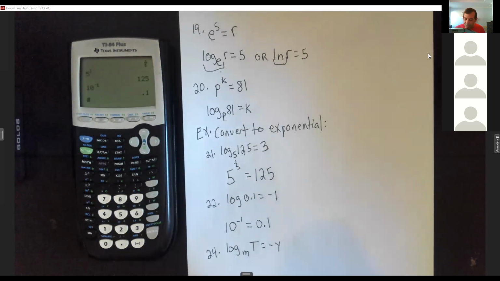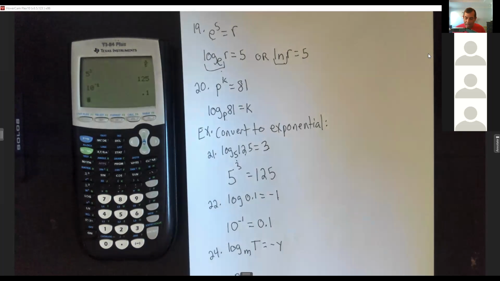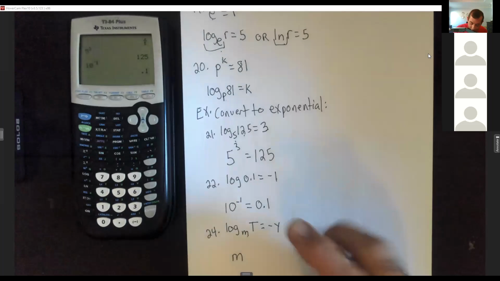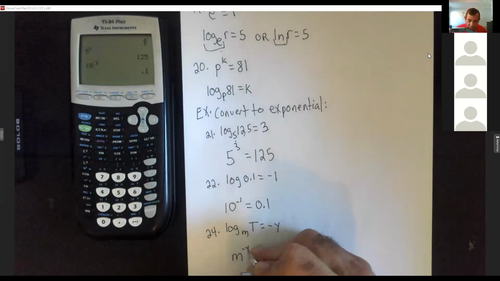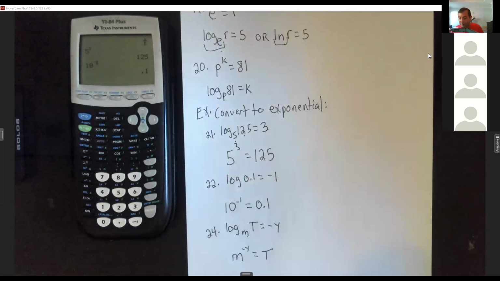All right, so your base is the m. Exponent is at -y. And then that's going to equal t. There you go. Now, y'all watch out. MATLAB, but they use capital T's and little m's on the answers. You got to use the capital T's and little m's. That thing's a little picky.